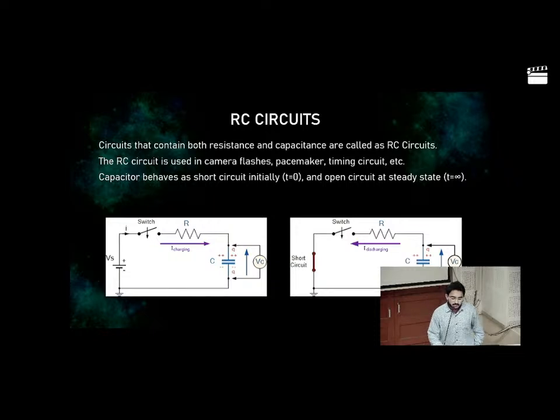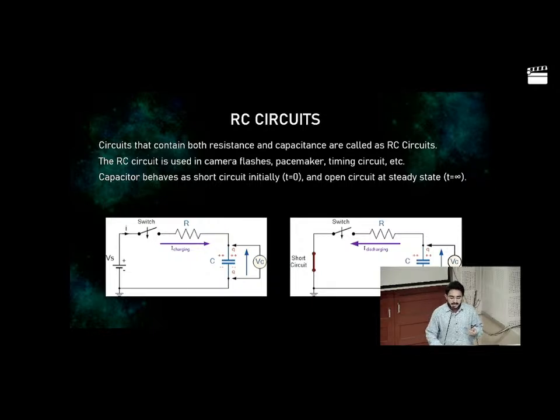So now we come to the RC circuits. If you know, the fan we use or the cameras we use, everything consists of RC circuits because of the ability of the capacitor to hold charge. So these circuits contain both resistance and capacitance. The RC circuit is basically used in camera flashes, as I just mentioned, pacemakers, timing circuits, etc.